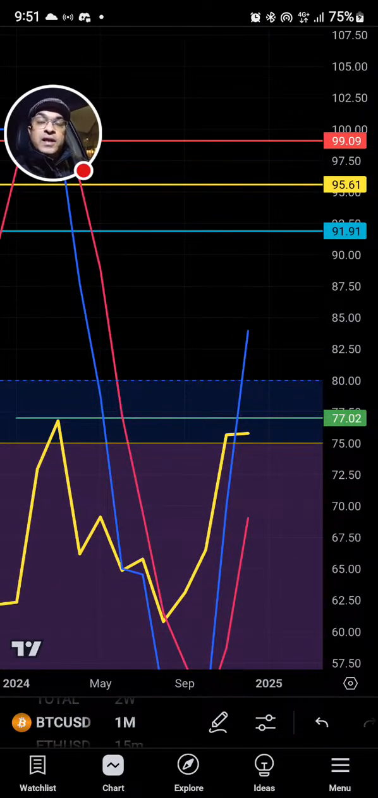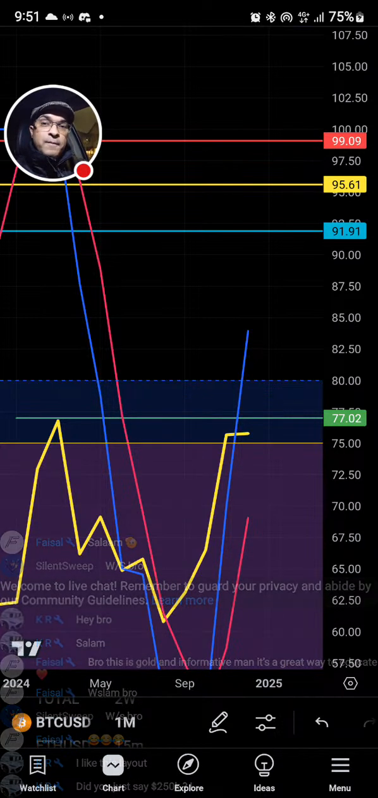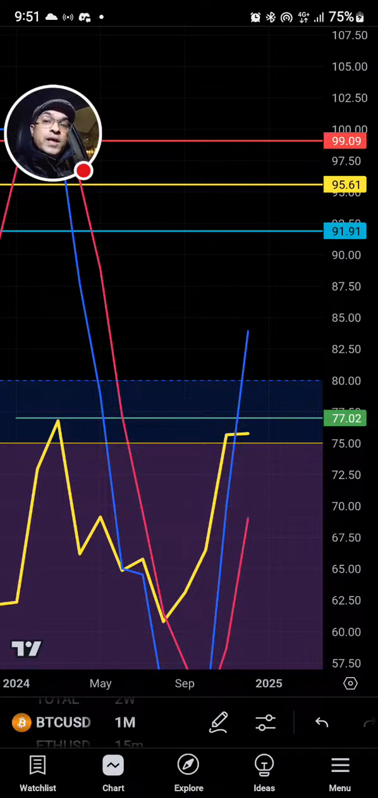What if we get a reject? If we get a reject, that's a double top, a double top RSI reject. We don't want that. Do you know what I mean? We don't want that. So let's see what happens. Let the market come down and then we see what we do.